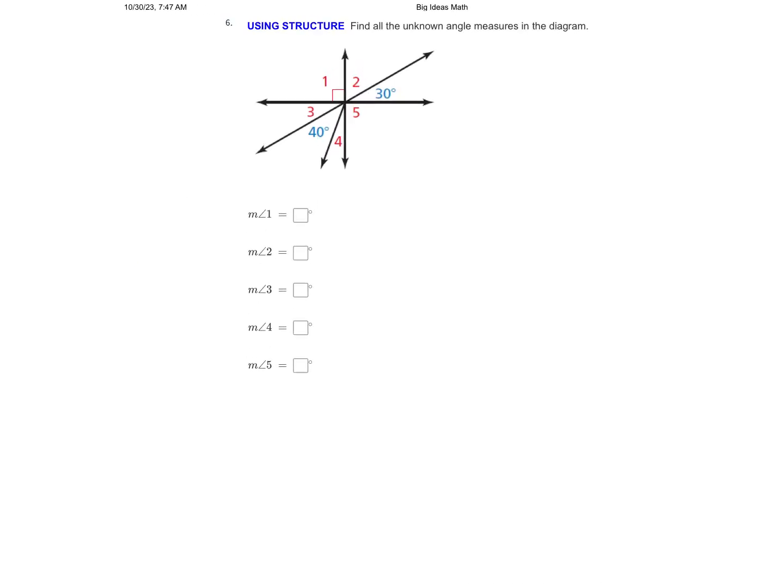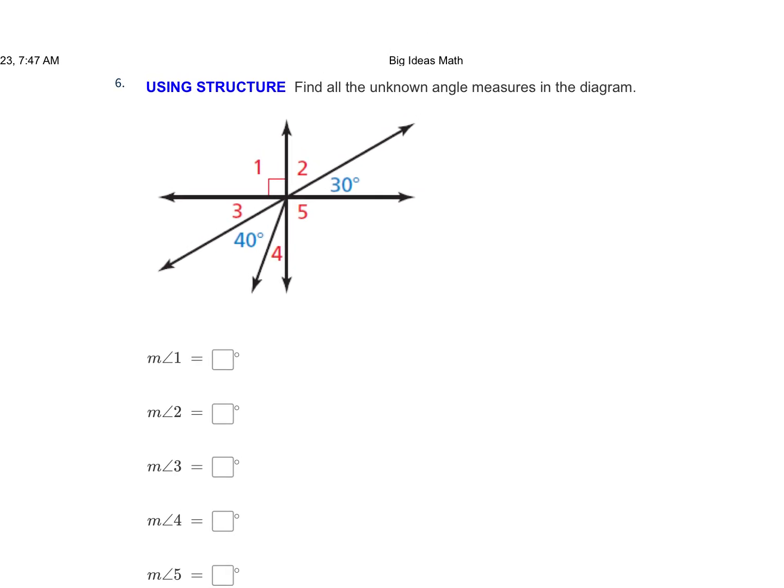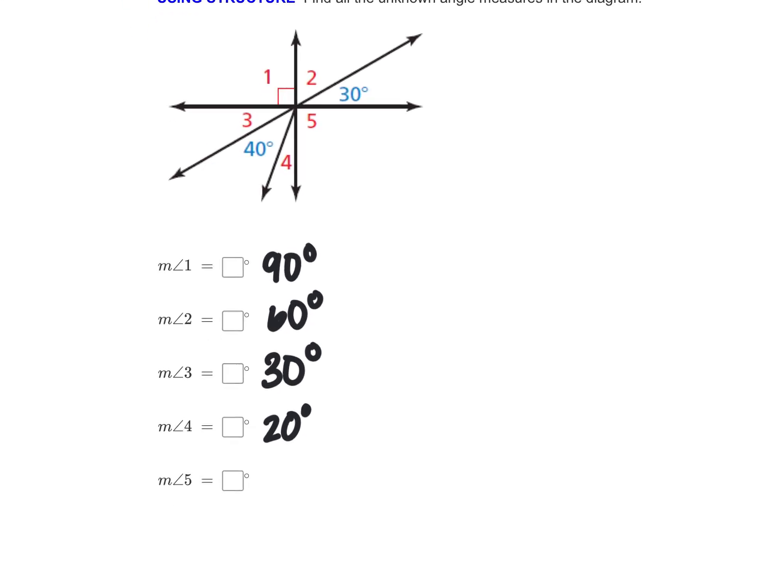All right. This looks familiar. Where have we seen this? Everywhere. This was on your last quiz. Okay, this was on your last quiz, so this should have hopefully been easy. The measure of angle 1, who could tell me what that is? Good, this is 90 degrees. What about 2? 60. 3? 30. 4. And the last one? 90, good.